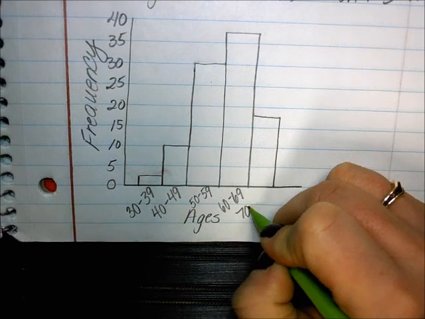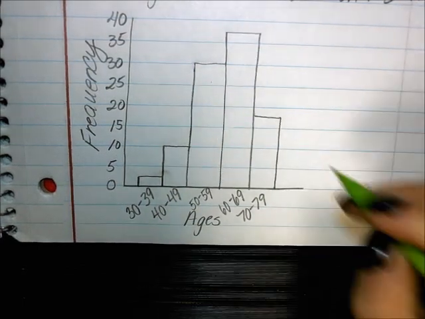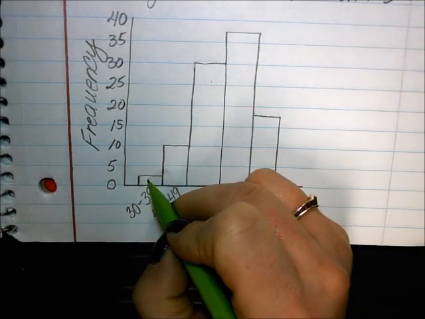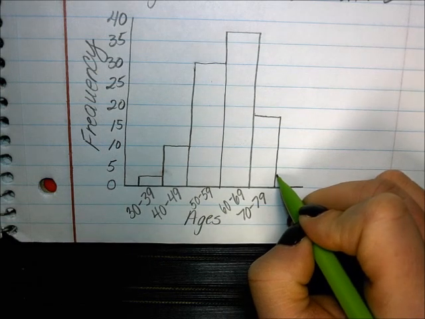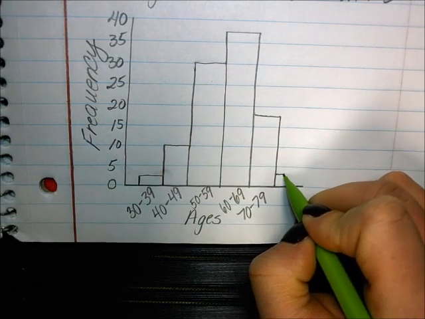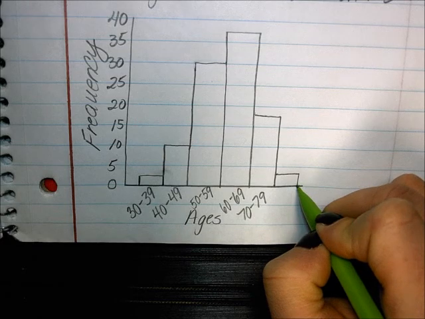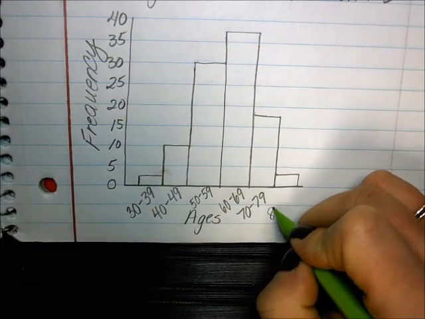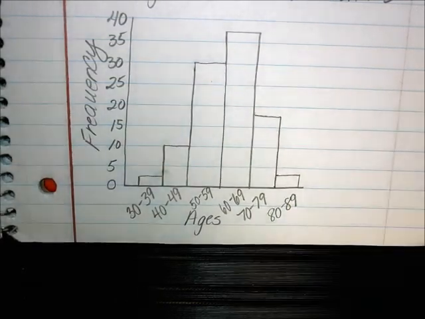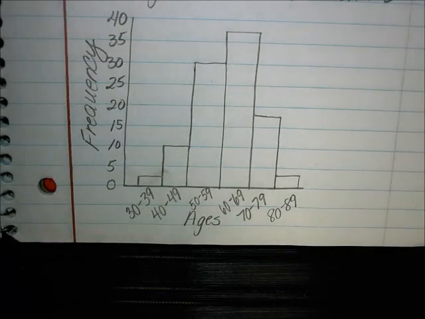That is 70 to 79. And then 80 to 89 is only 3. Now make sure you make it higher than the 2, right? And then that is 80 to 89. Okay? So that would be my histogram.